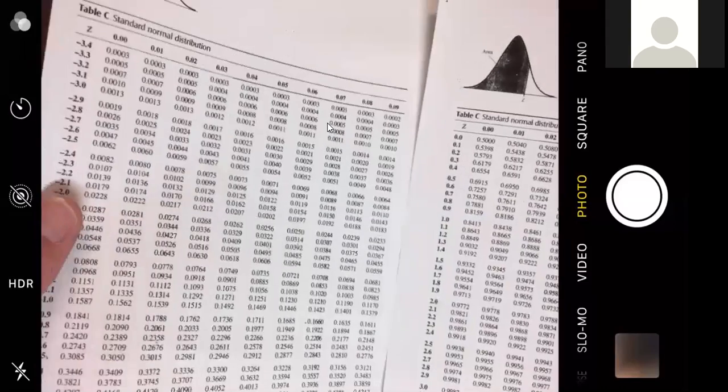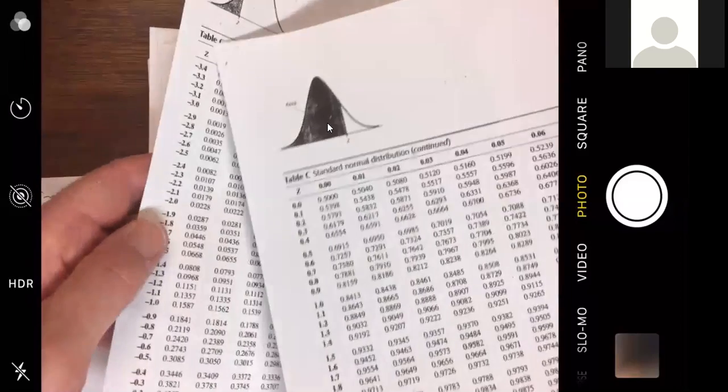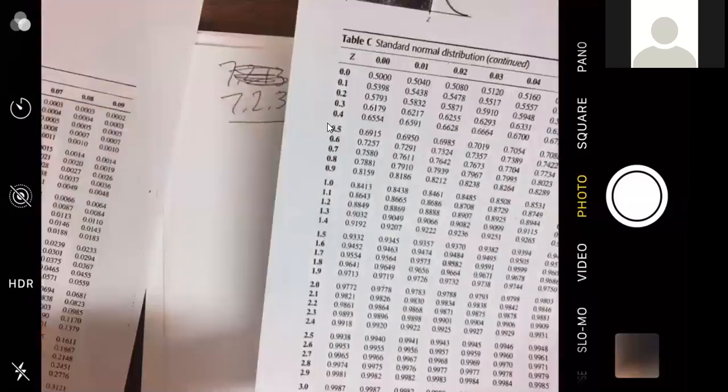My guess is when you're saying two tables, you're talking about page 1 here, page 2, my 2 pages of the tables. Yes, the tables are two-page tables. Basically, this page gives you the left half of the bell curve, and this page gives you the right half of the bell curve.